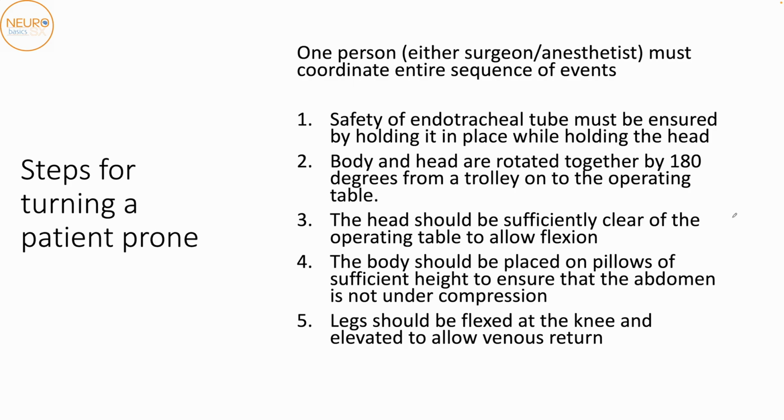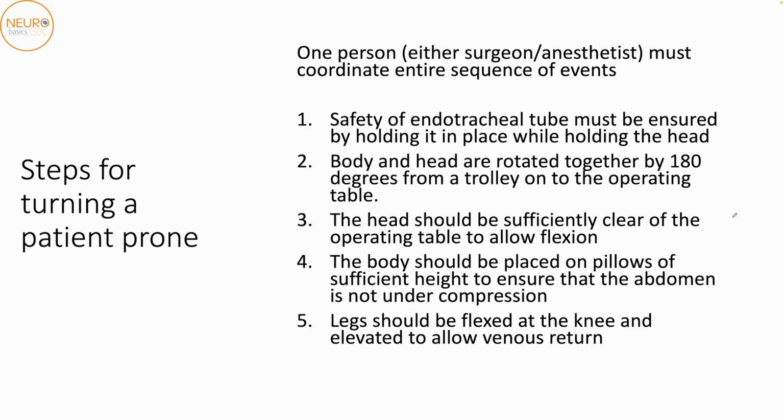So how would you turn the patient prone? Again, you want someone to coordinate the entire sequence of events, either the surgeon or the anesthetist. Make sure that the endotracheal tube is safe, hold it in place when you're turning the head. Turn the body and the head together by 180 degrees from a trolley onto the operating table. Okay, the patient is not turned on the operating table itself. It should be on a separate trolley and then be rotated onto the operating table by 180 degrees.